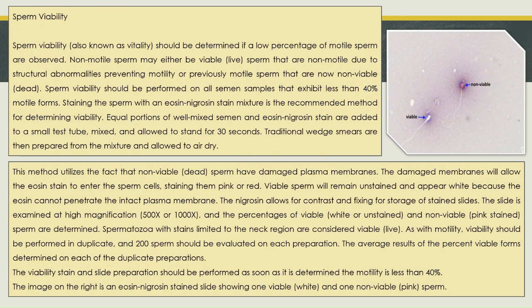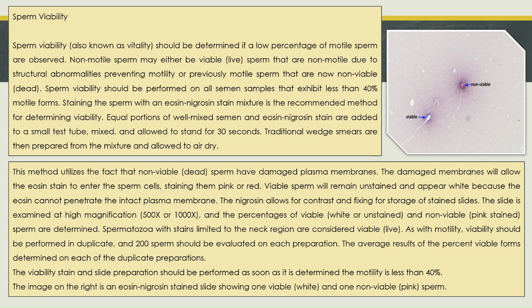Sperm viability. Sperm viability, also known as vitality, should be determined if a low percentage of motile sperm are observed. Non-motile sperm may either be viable, live, sperm that are non-motile due to structural abnormalities preventing motility, or previously motile sperm that are now non-viable, dead. Sperm viability should be performed on all semen samples that exhibit less than 40% motile forms. Staining the sperm with an eosin-nigrosin stain mixture is the recommended method for determining viability.